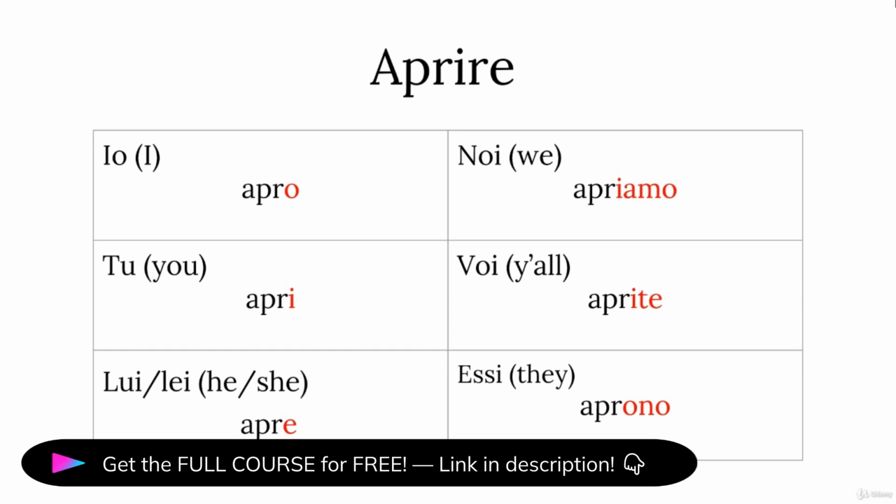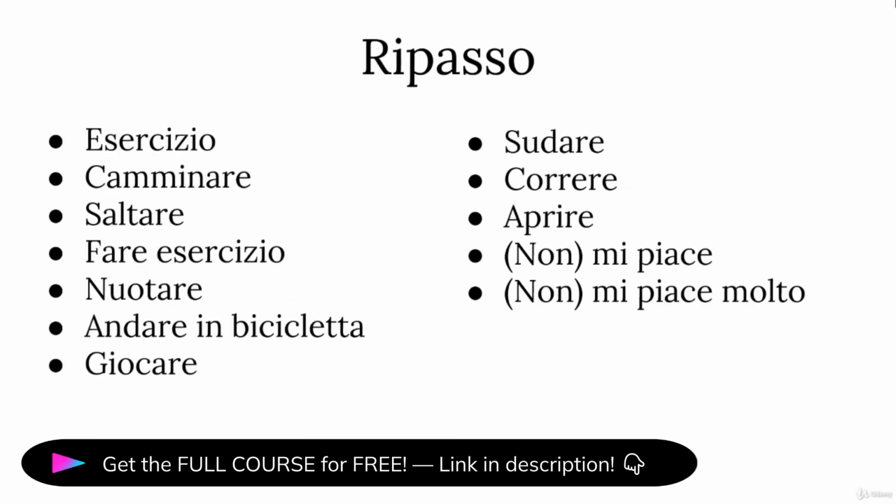Io apro, tu apri, lui, lei apre, noi apriamo, voi aprite, essi aprono. Perfect. Very good. That's how it is. So for the regular verb, it's pretty easy. For the irregular ones, the only thing you can do is literally like to learn them. Okay? Very good. So before ending this intense lesson, let's review all the verbs we have done today.